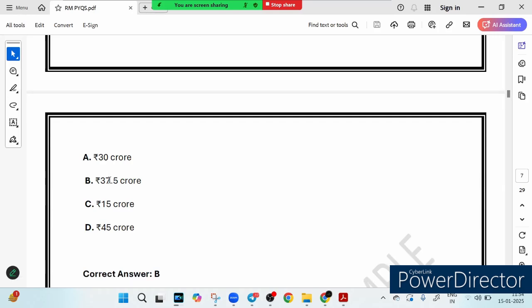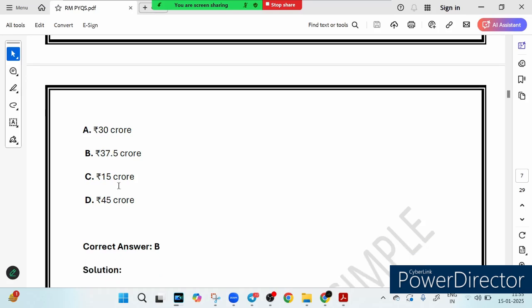Galat, wrong. Because the calculation would require the average to be 100 crore. It is a common mistake if you fail to average the positive income correctly. 37.5 is correct. Option C is 15 crore. This is wrong because it suggests only a partial application of the formula. 45 crore is also wrong.